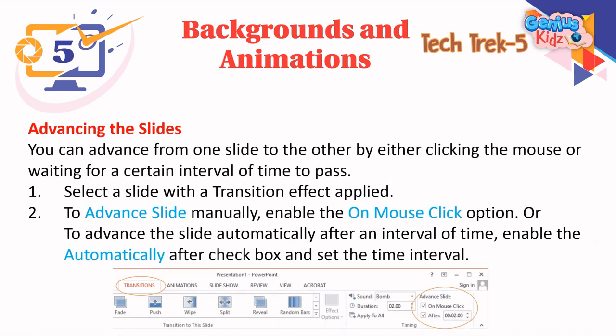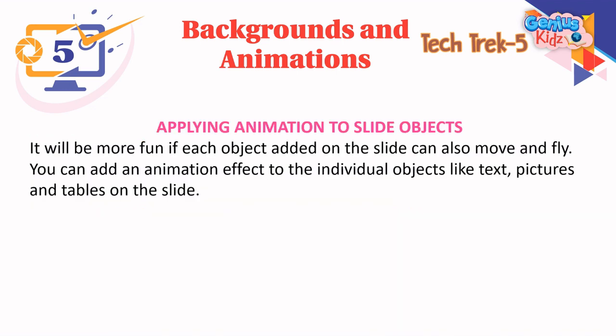Advancing the slides. You can advance from one slide to the other by either clicking the mouse or waiting for a certain interval of time to pass. 1. Select a slide with the transition effect applied. 2. To advance slide manually, enable the on mouse click option. Or, to advance the slide automatically after an interval of time, enable the automatically after checkbox and set the time interval.